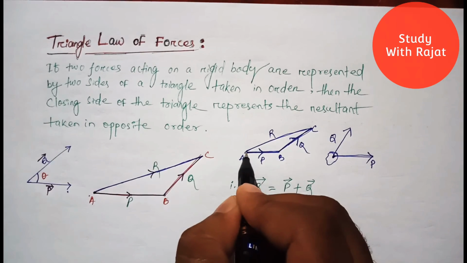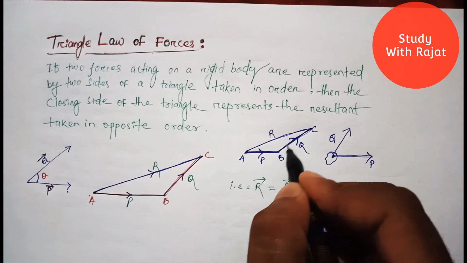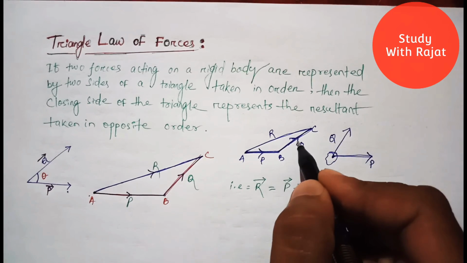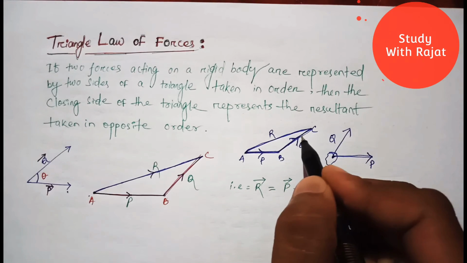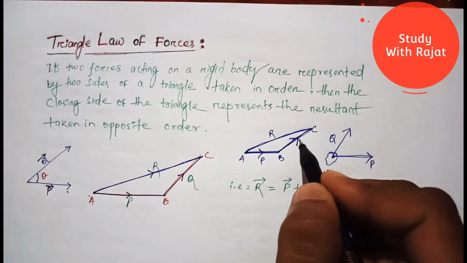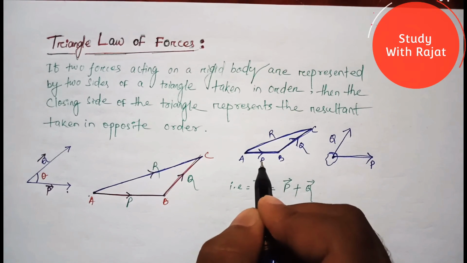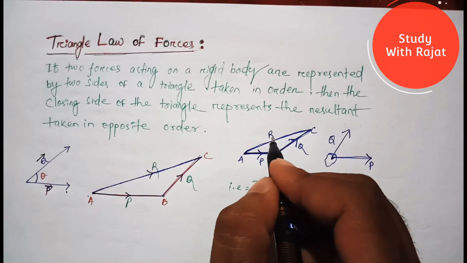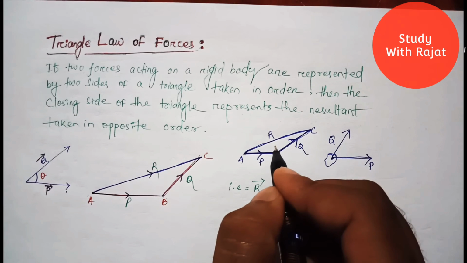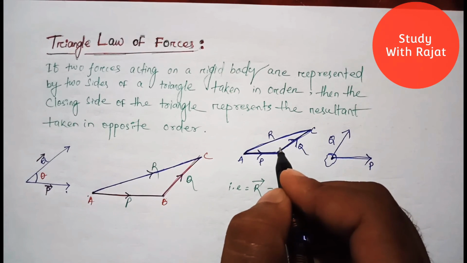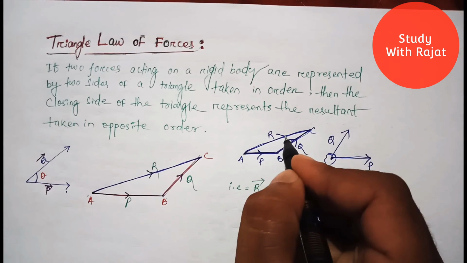That means P is in this way, Q in this way, so the P and Q forces are in the same order, but here the resultant represents the opposite order. Means our resultant force will be opposite to the P and Q forces, that means it will be in opposite order. So here we will give the direction like that.